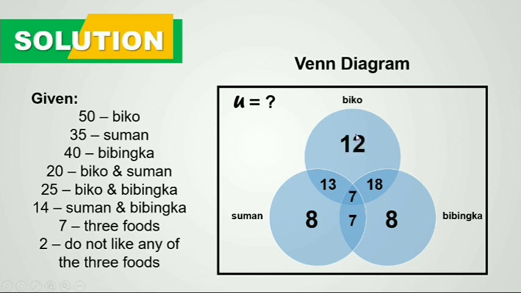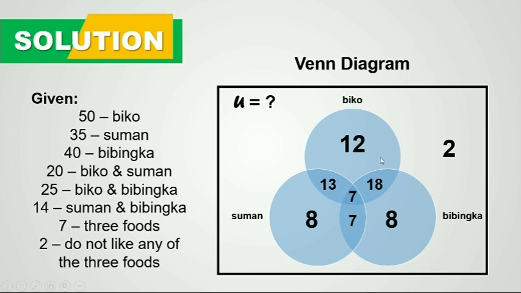And these numbers 12, 8, and 8 are the number of people who like 𝗏𝘂 only. So 12 people like 𝗏𝘂 only, 8 people like suman only, and 8 people like bibingka only. So ito yung ibig sabihin ng mga numbers na ito. And then there are 2 of them who do not like any of the 3 foods. So pwede rin na dito ka magsisimula. Pwede rin ilagay mo to from the very start of your solution. Anyway, hindi rin naman ito makaka-apekto sa sum nito.